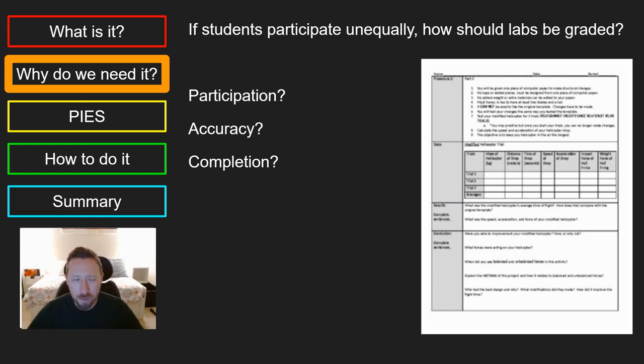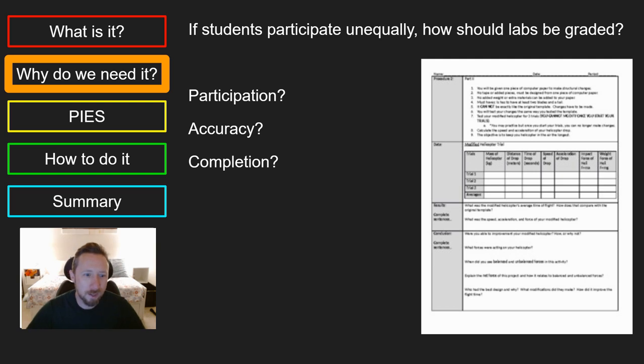Also, one of the issues that we have is if students are participating unequally in the labs, well, then how should we grade the labs? Do we grade labs by participation rate? If a student is participating 50% of the time, do we give them a 50% grade? If one student is doing all of the work, should they get 100%, right? Do we grade based on accuracy? Or do we simply grade based on completion?